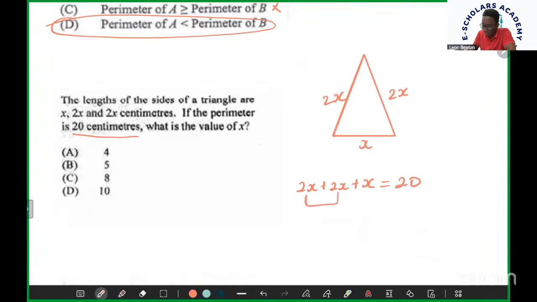So 2x and 2x is 4x. 4x plus x is 5x. So 5x is equal to 20. The value of x would simply be, take over the 5, it will divide. So you'll have 20 divided by 5 will give me 4. x is equal to 4. All right, which is A.